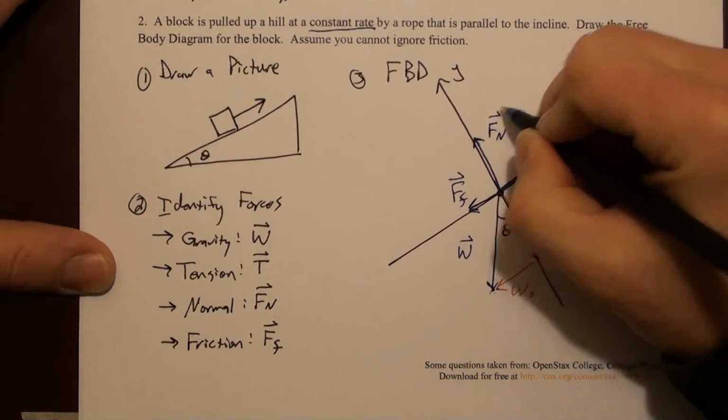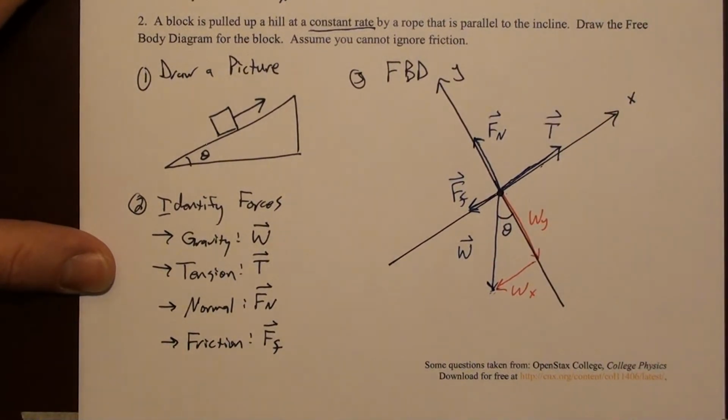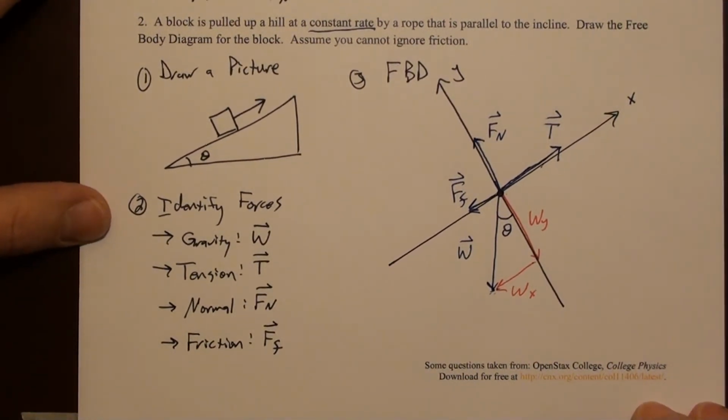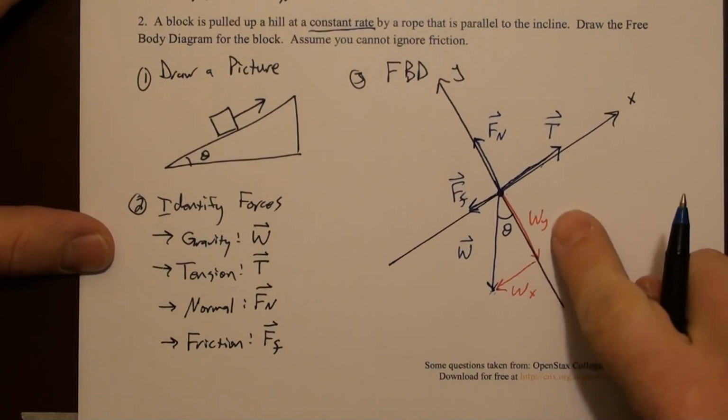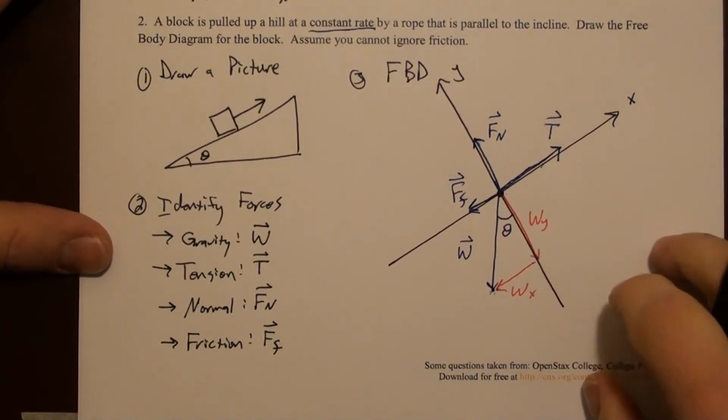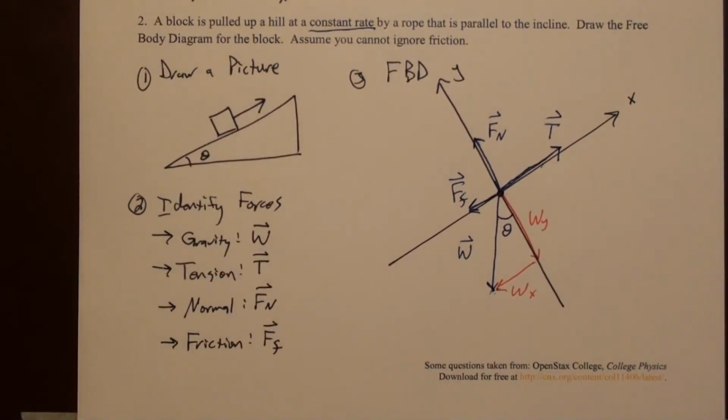And there you have it. This is our free body diagram. Okay. Strictly speaking, the Wx and the Wy don't have to be part of this, but they're useful to include because you're going to need that when we fill in the Newton's second law using this diagram.